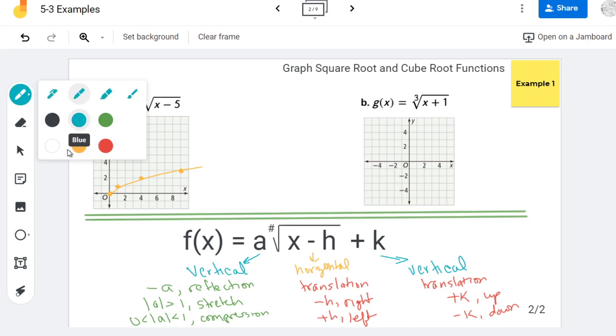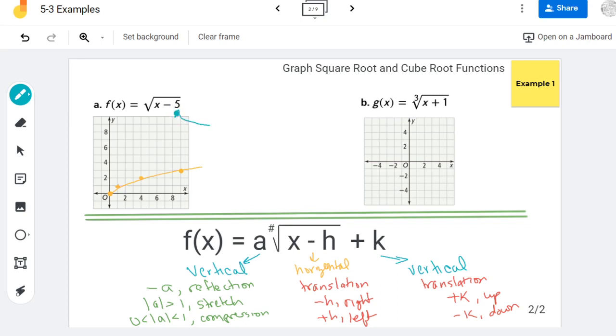So if I look at my function here, the only thing that's changing is there's a minus 5 here. It's inside the grouping symbol, so it's a horizontal change. It's addition or subtraction, so it's a translation. And minus 5 takes you to the right by 5. So if I take all of these anchor points and scoot them to the right by 5, you get this new swoop for your graph.